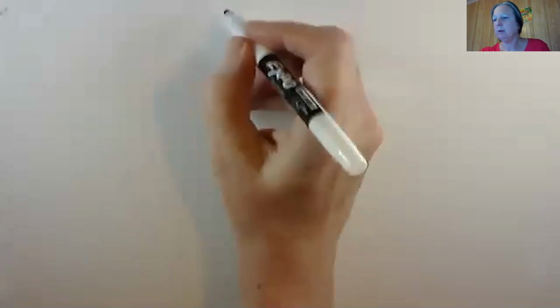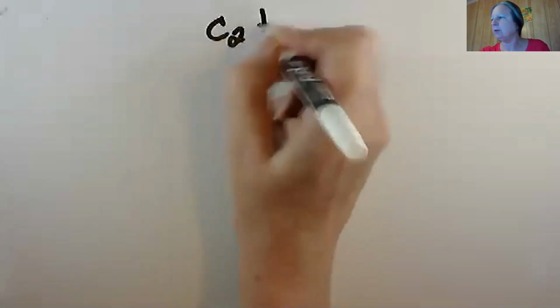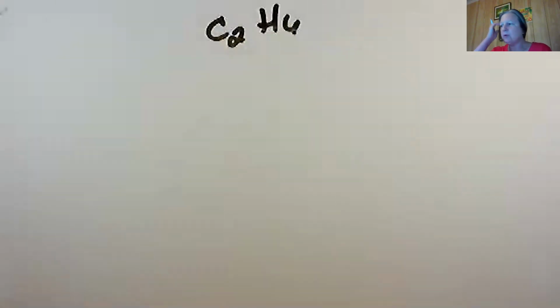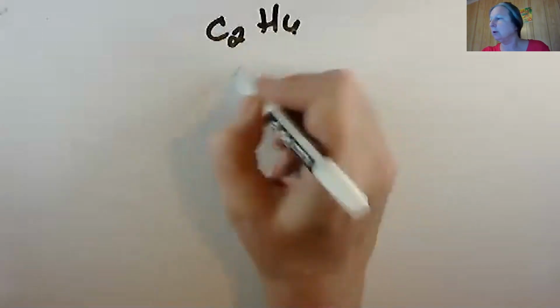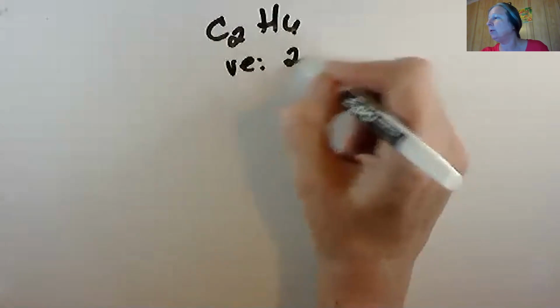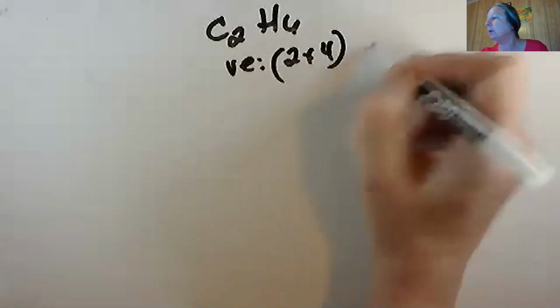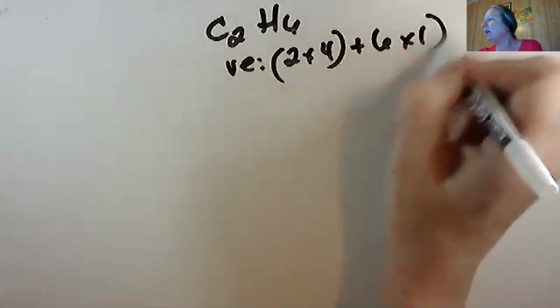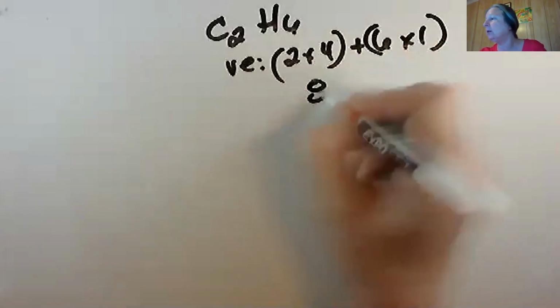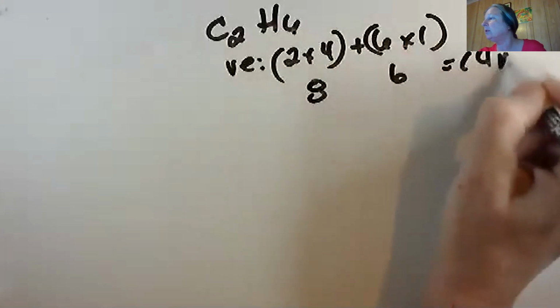So I'm going to start with the simplest, and that's C2H6. So this is going to have 2 centers, 2 carbons. We have to do the Lewis first. So how many valence electrons do we have? We have 2 carbons at 4 valence electrons each, plus 6 hydrogens at 1 valence electron each. So this is 8, this is 6, and we have 14 valence electrons.